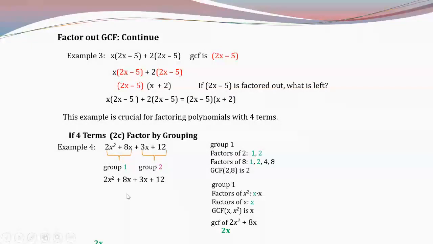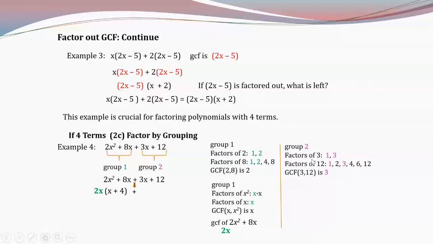Okay? Now you're going to factor it out. You factor it out, what's left is going to be x plus 4. And you can always check your work, because 2x times x will give you 2x squared, and 2x times 4 will give you a positive 8x. Now let's do group 2 here on the right. Right, you bring the sign, so let's do group 2 now.